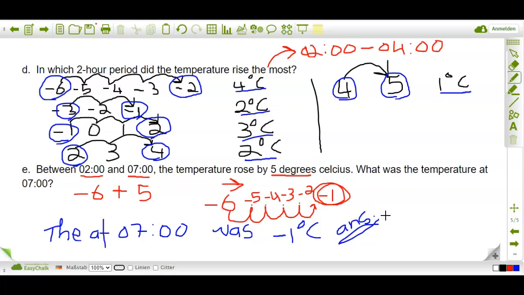Good. So this is how you go about solving real life problems involving integers.